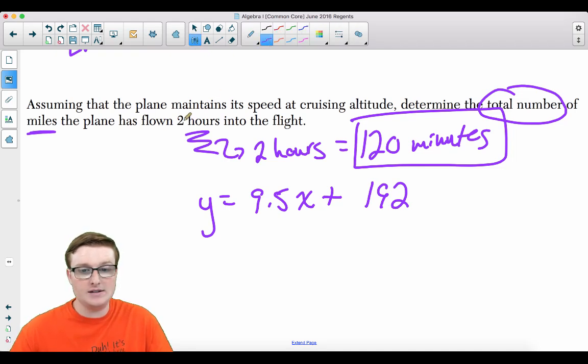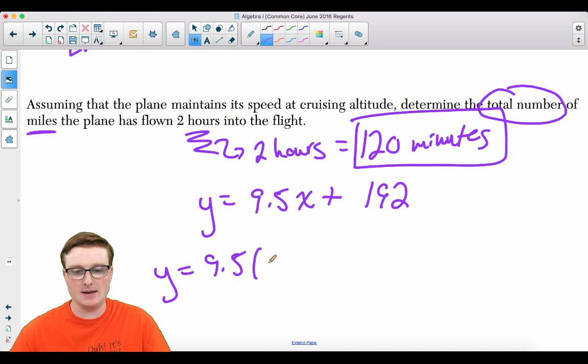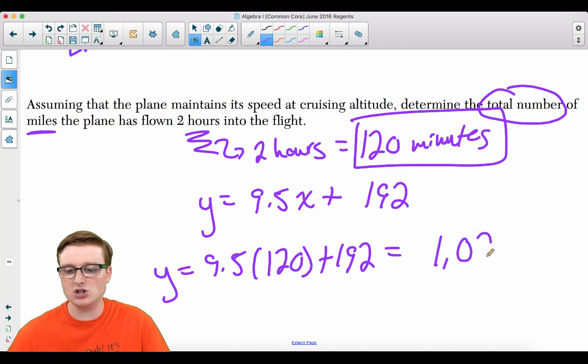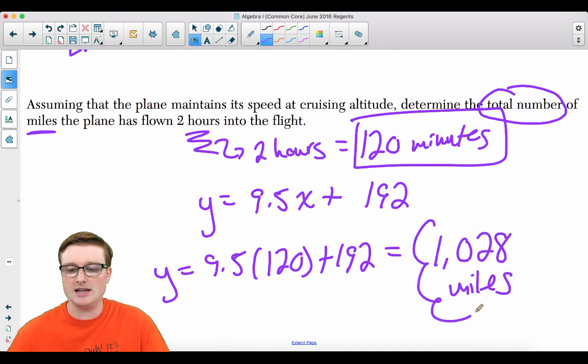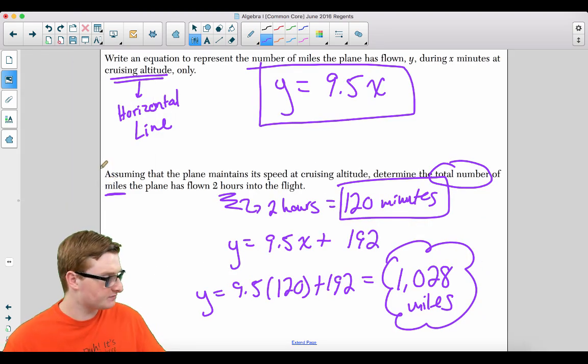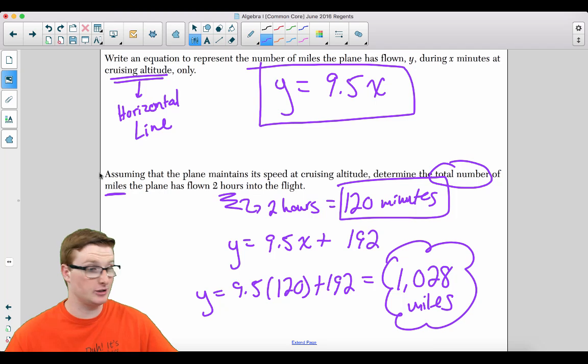Now, we need to figure out 120 minutes. So y is equal to 9.5 times 120 plus 192. Plug it into your calculator, you get 1,028 miles. And that, ladies and gentlemen, is your answer to that question. Definitely an interesting one, that's for sure.